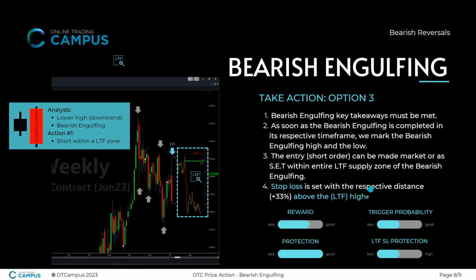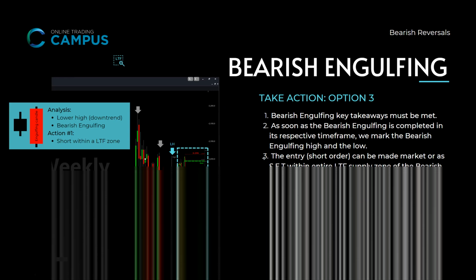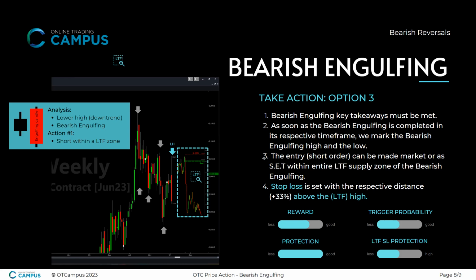Option number three, and that's our last option here. Number one and two are the same. Bearish engulfing key takeaways must be met. As soon as the bearish engulfing is completed in its respective time frame, we mark the bearish engulfing high and low. High and low is here from the bearish engulfing. And now number three, the entry. The short order can be made market or as set within an entire lower time frame supply zone of the bearish engulfing.